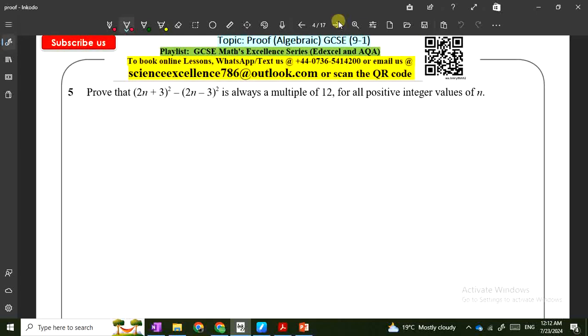So the next question is, prove that 2n plus 1 whole square minus 2n minus 3 whole square is always a multiple of 12. This is the same question. We just need to open these squares. I mean, we can write this number as a product, and minus the next number we can write as a product, and we can do the term by term multiplication, and at the end we will be left with the expression which is a multiple of 12. So you can try this question by yourself. It's a very easy question.